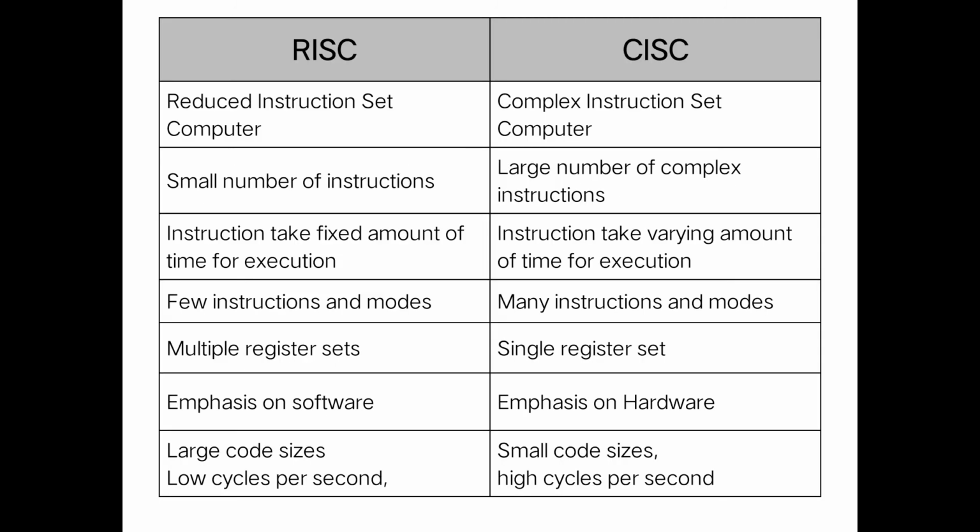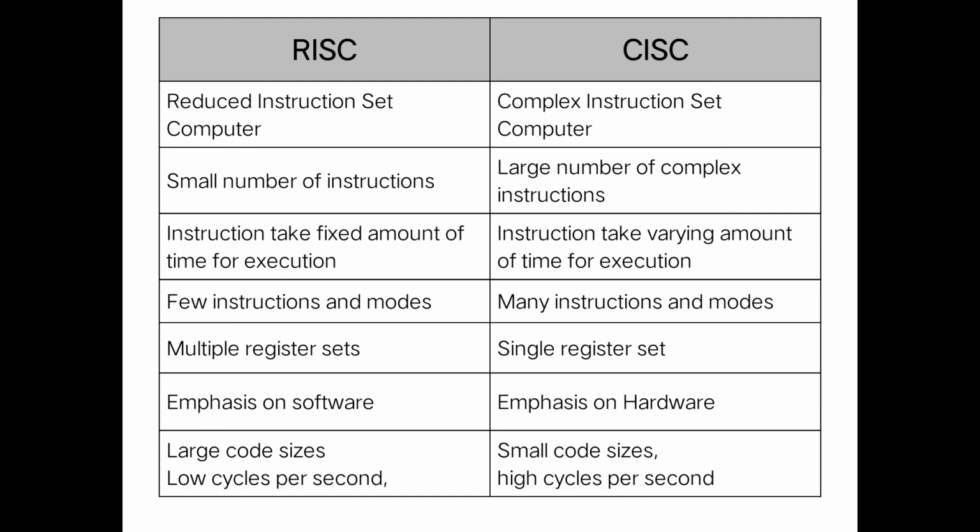This is the difference between RISC and CISC architecture. First difference is the full form: RISC is reduced instruction set computer, and CISC is complex instruction set computer. Second difference: a small number of instructions is required in RISC and a large number of complex instructions is required in CISC architecture. Instructions take a fixed amount of time for execution in RISC architecture, while instructions take a varying amount of time for execution in CISC architecture. In RISC architecture there are few instructions and modes, and in CISC architecture there are many instructions and modes.